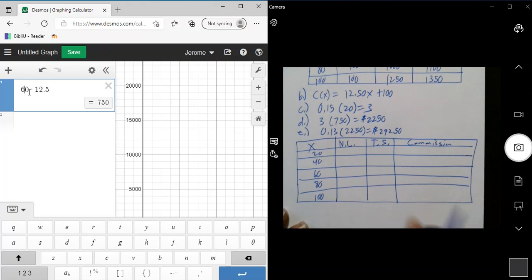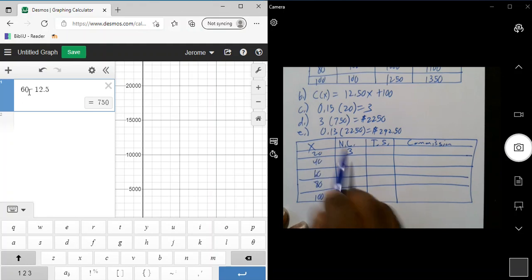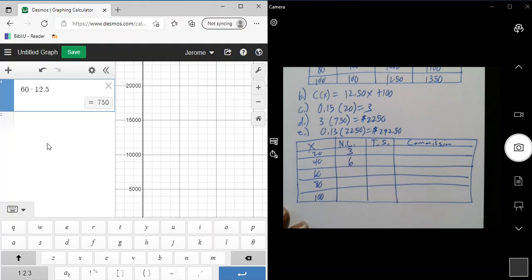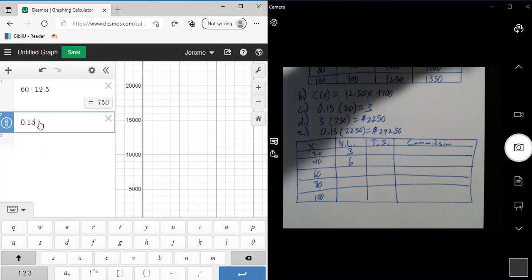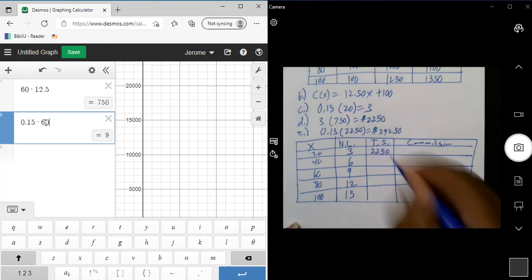All right. So now, new customers out of 20 would be 3. That's what we got from C. So we'll take 15% of 40, which would be 6. And then I'll just show how you would do this in a calculator. It'd be 0.15. Let's do times 60. And then that will give you 9. And then times 80 would be 12. And times 100 would be 15. Now total sales, it was 2250 here.